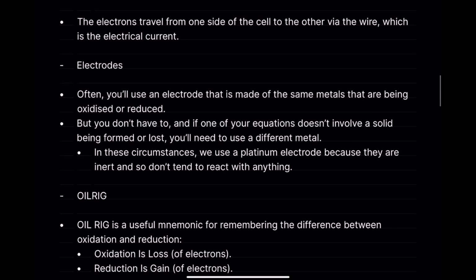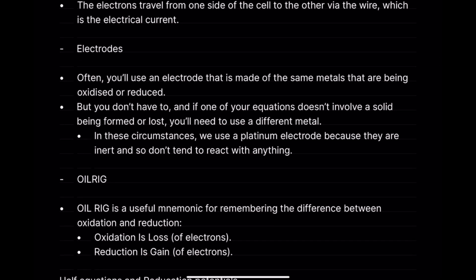Electrode. Often you're using an electrode that's made of the same metal that is being oxidized or reduced, but you don't have to. If one of your equations doesn't involve a solid being formed or lost, you'll need to use a different metal. In these circumstances, we use a platinum electrode because it's inert and doesn't tend to react with anything.